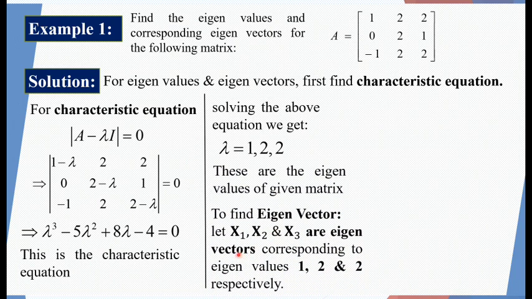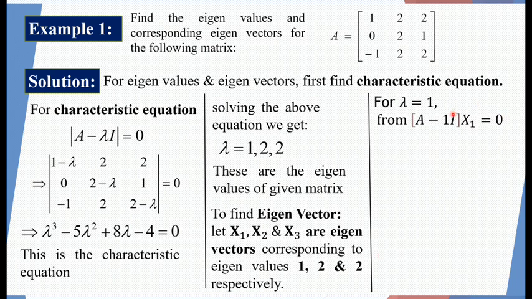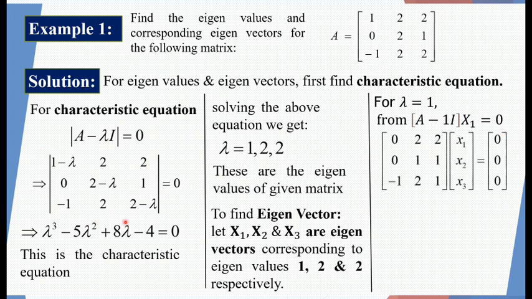Let capital X1, capital X2 and capital X3 be eigenvectors corresponding to eigenvalues 1, 2 and 2 respectively. So for lambda equals to 1, we have (A minus I) X1 equals to 0. Directly putting lambda equals to 1 in this particular determinant and converting it into the matrix, we get 1 minus 1 equals to 0, 2 2 as it is, 0, 2 minus 1 is 1 and 1 as it is, minus 1, 2 as it is, and 2 minus 1 is 1. So this is the matrix for this particular case.